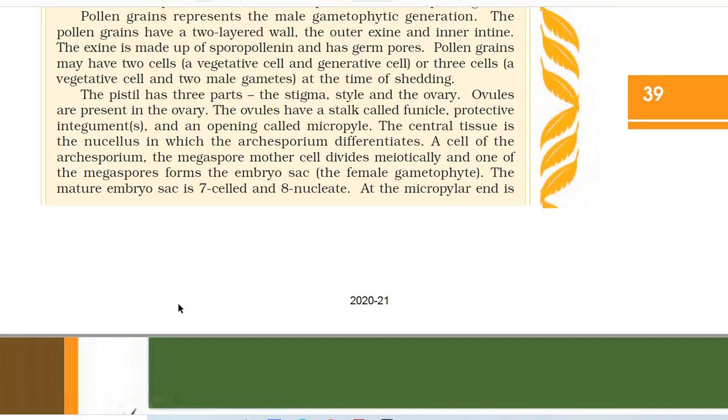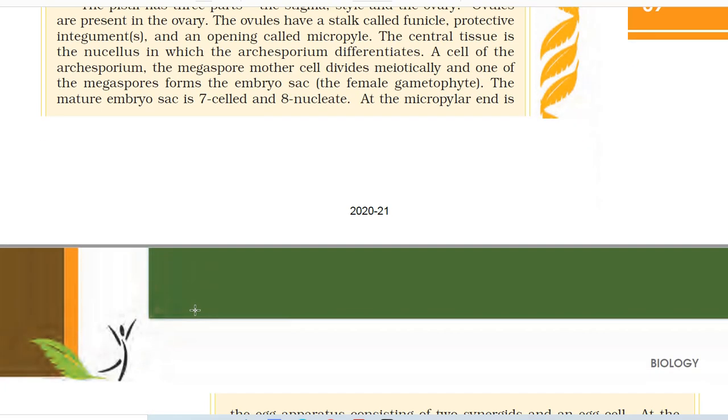The pistil has three parts: the stigma, style and the ovary. Ovules are present in the ovary. The ovules have a stalk called funicle, protective integuments, and an opening called micropyle. The central tissue is the nucellus in which the archesporium differentiates. A cell of the archesporium, the megaspore mother cell, divides meiotically, and the megaspores form the embryo sac, that is the female gametophyte. The mature embryo sac is 7-celled and 8-nucleate.